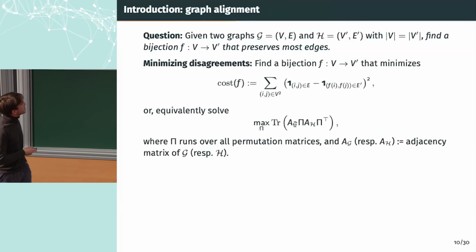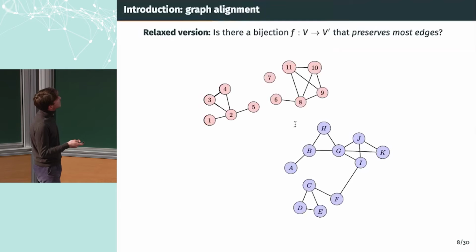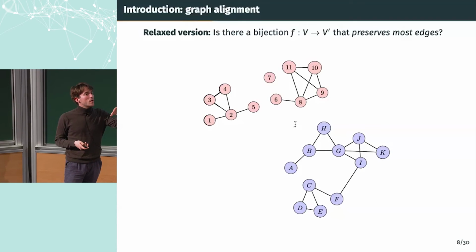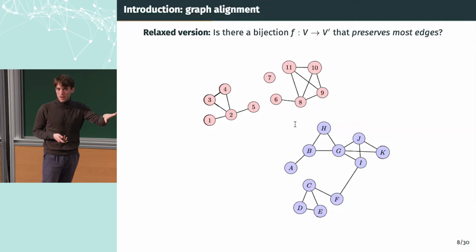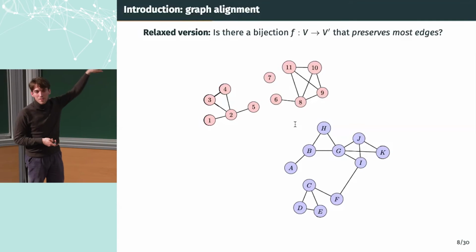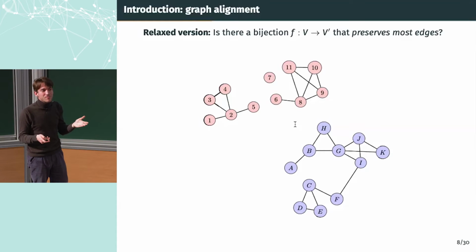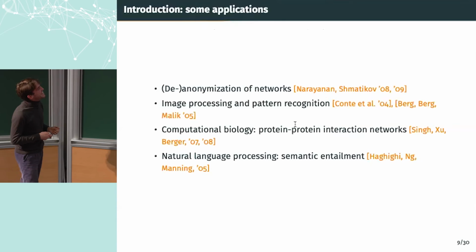You can easily imagine that if you're able to align two graphs, then you're able to recover information on the second graph thanks to the first one. Imagine there is one of these graphs that is anonymized, for instance. The other one is not. If you can align these graphs, well, you can de-anonymize the first graph. This is not a very beautiful application, maybe, but it's one of them.